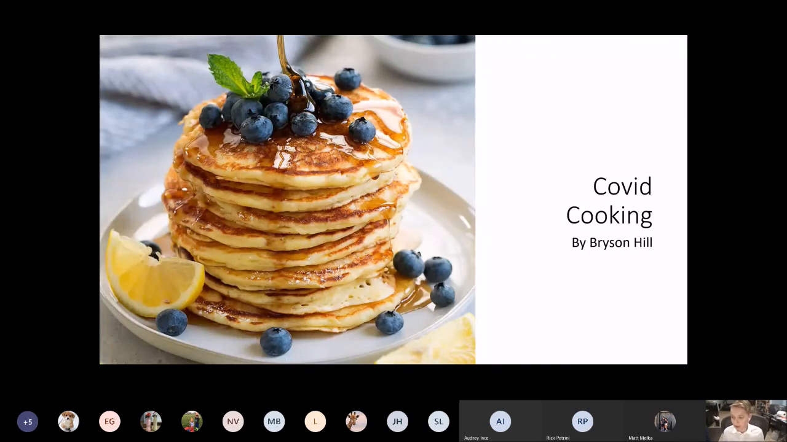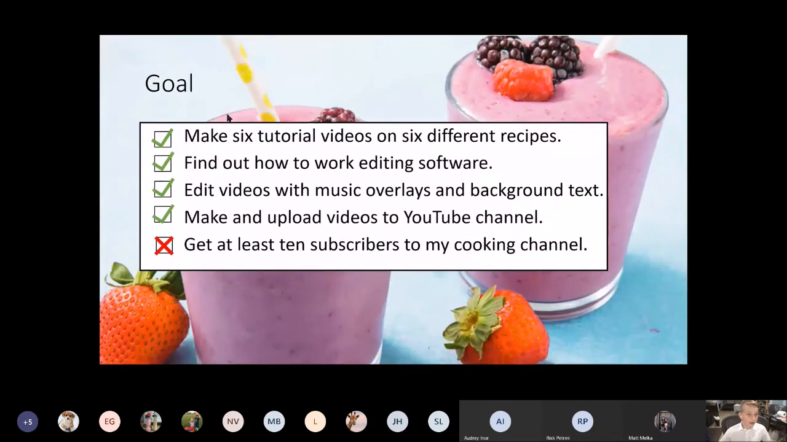Do you enjoy cooking but have a hard time finding good, reliable recipes? Well, good for you. You found me. Today we're going to be doing cooking. At the beginning of the year, I wanted to help people get better at cooking. And honestly, I wanted to help myself get better at cooking. To achieve this goal, I wanted to make 6 tutorial videos on 6 different recipes.